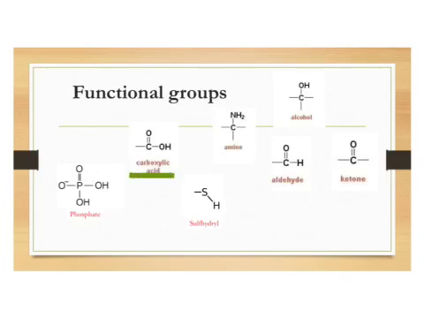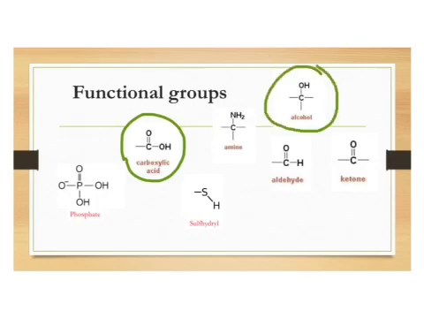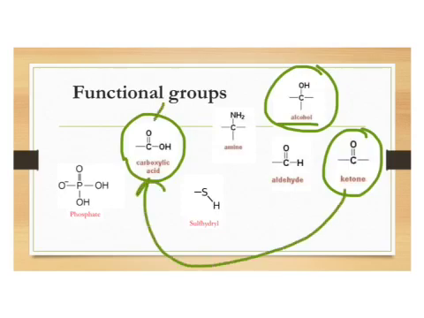Then we have the carboxylic acid group, which is a carbon with a double bond to an oxygen and an OH group. That OH group, by the way, is called an alcohol group, also called a hydroxyl group, and it is found in many alcohols. Then we have the ketone group, which is a carbon double bonded to an oxygen, so you can see that the carboxylic acid actually has a ketone in it right here. Then we have the aldehyde, which is a ketone with a hydrogen on the end. And so you can see that the carboxylic acid actually has the ketone and the alcohol.